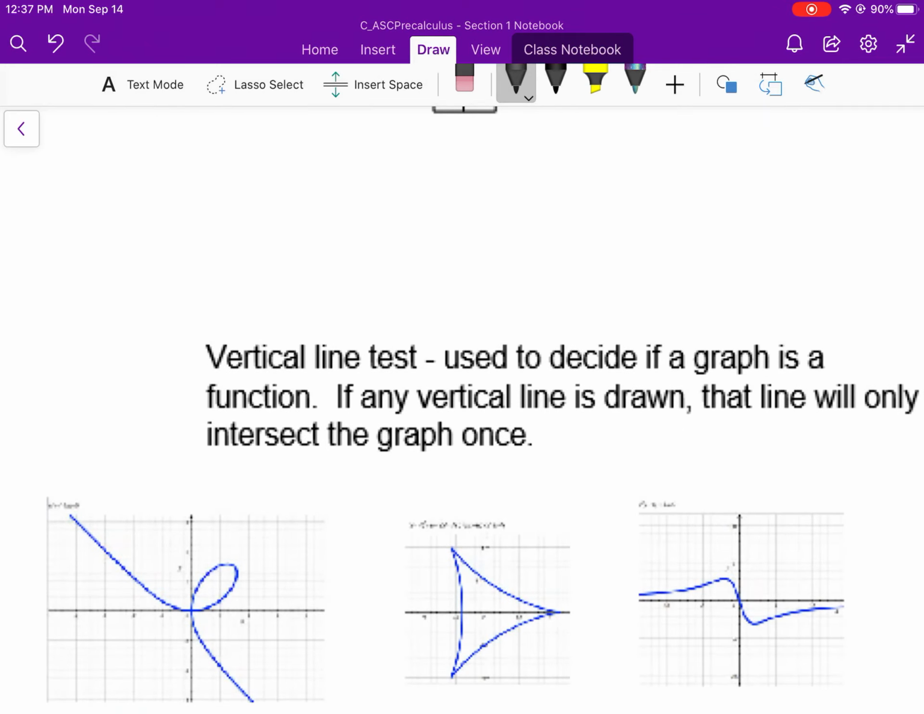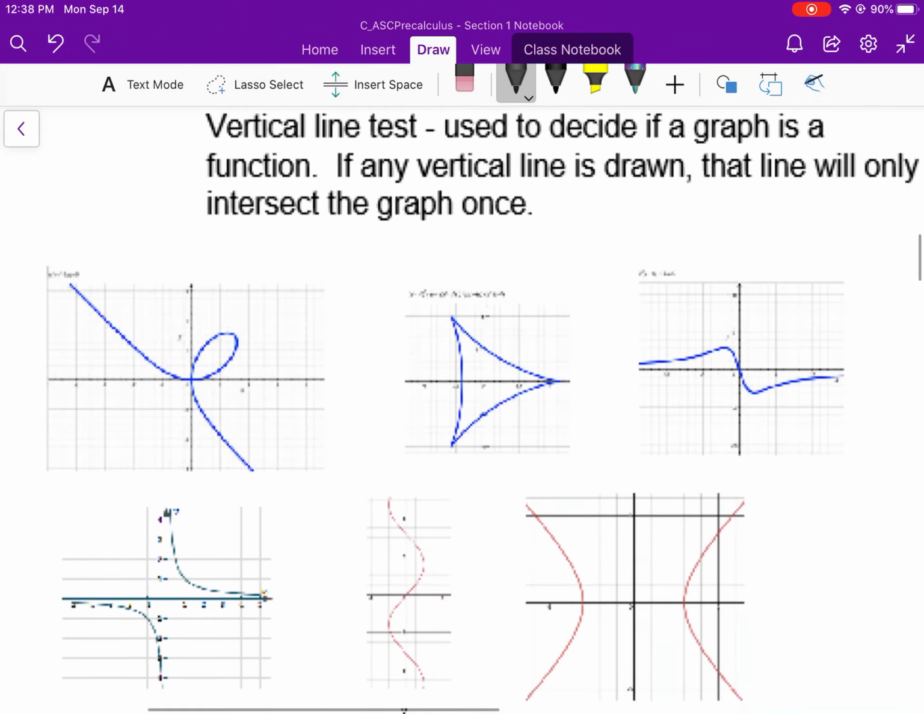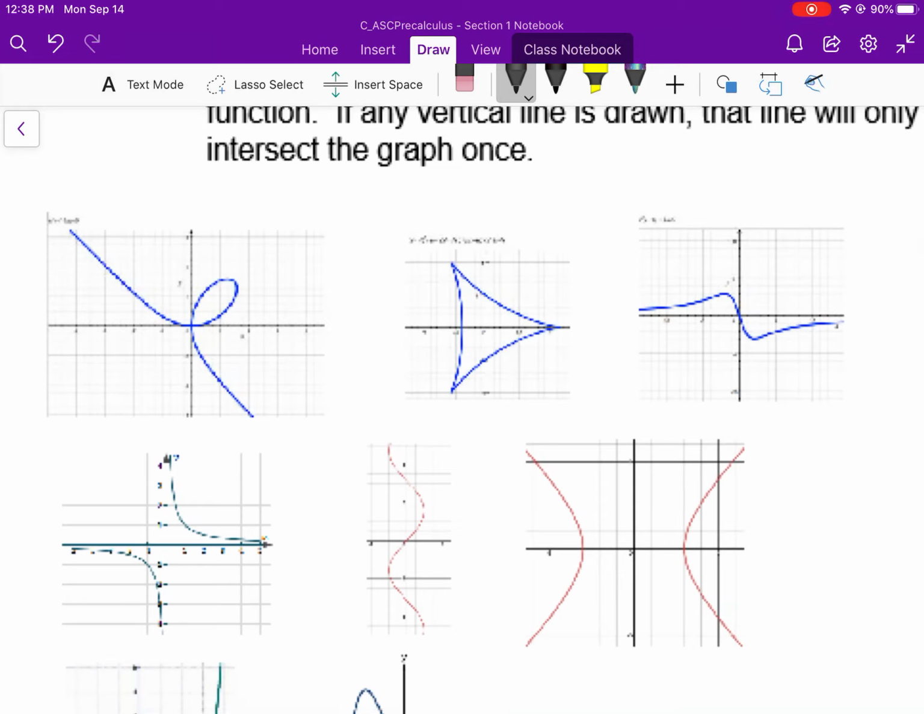So here it is, the vertical line test. It's used to decide if a graph is a function. If any vertical line is drawn, that line will only intersect the graph once. So you should be able to just look at these curves that I have here, even though you can't really see all the x and y values. You should be able to tell me if it's a function or not.